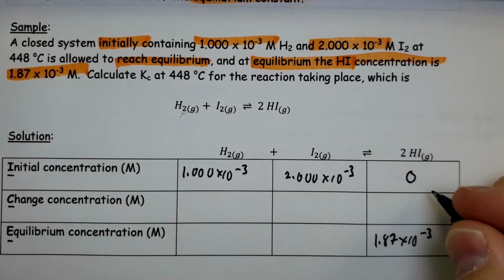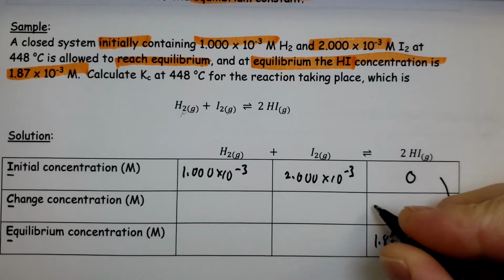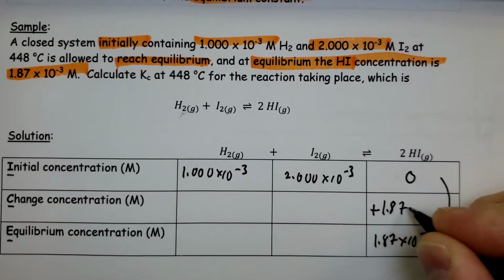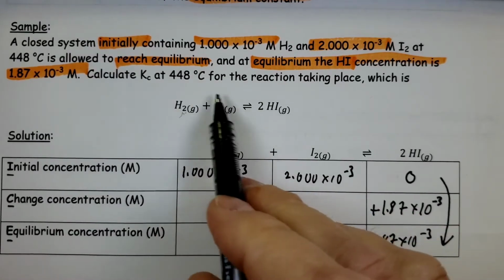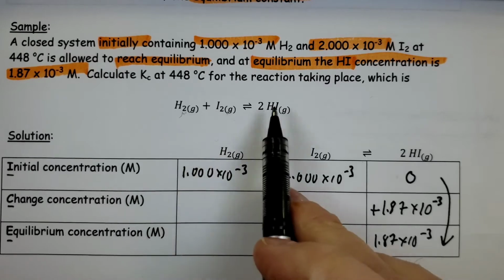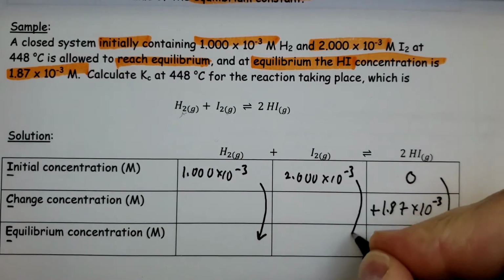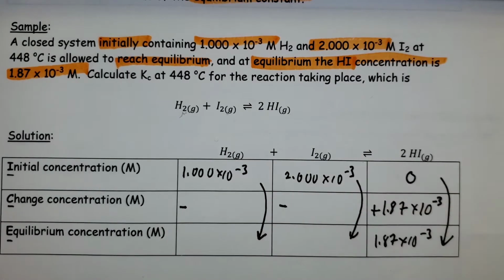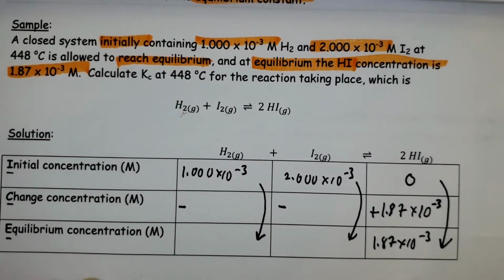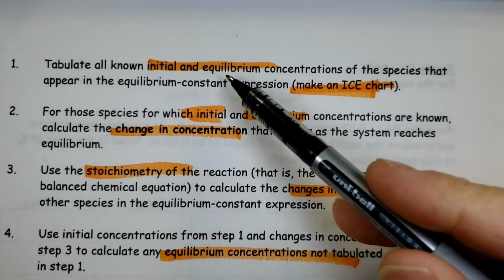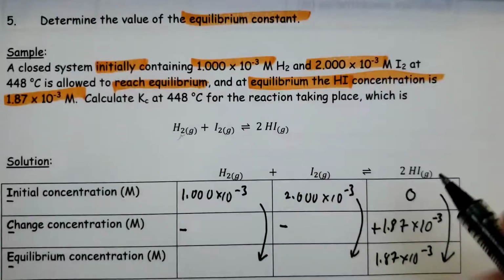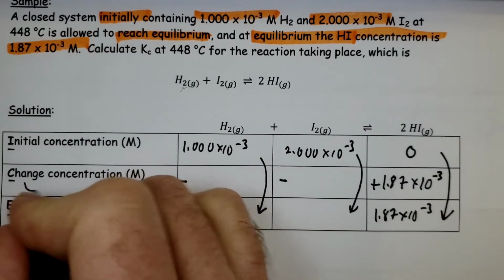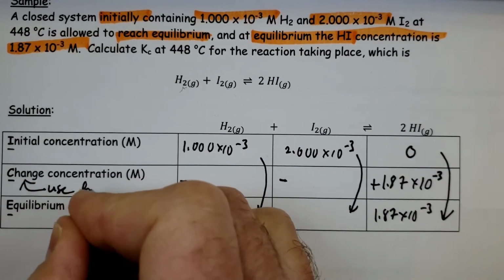Because we know an initial amount and a final amount, we can figure out the change. I went from 0 to 1.87 times 10 to the minus 3, so my HI concentration increased by this amount. And of course, we initially started with H2 and I2. That got used up to make HI. So here, some H2 got used up, some I2 got used up. So far, if we look at that little scheme, we figured out the initial and equilibrium parts. Now we're at number 3: use the stoichiometry, so we're going to use the change.